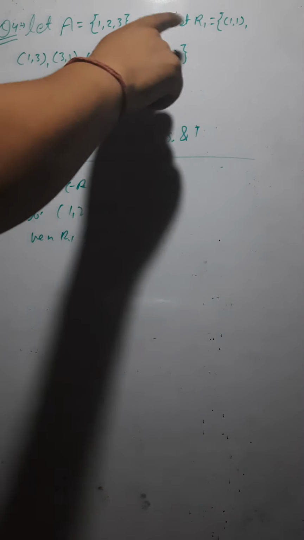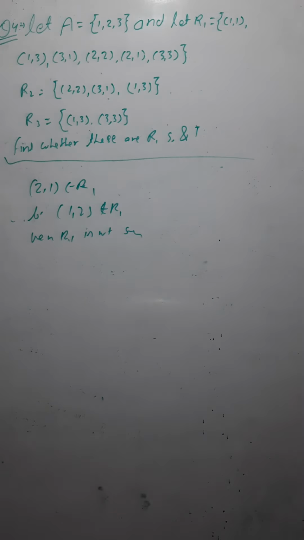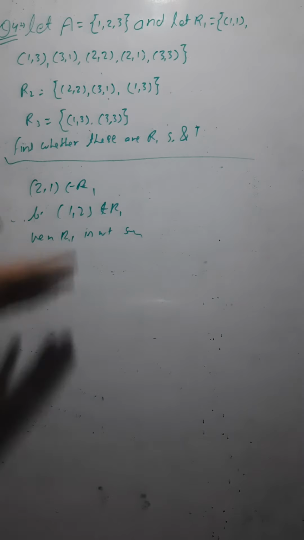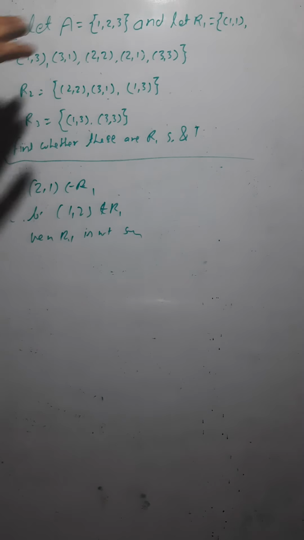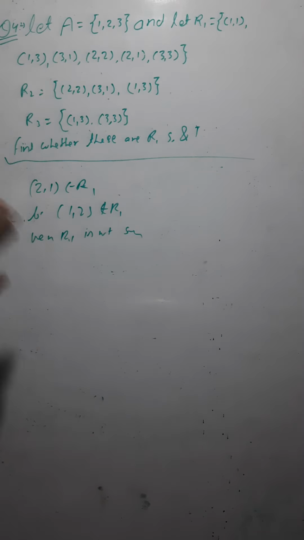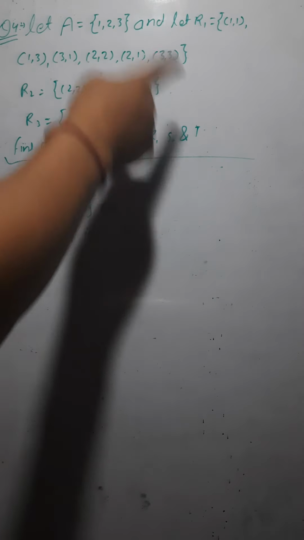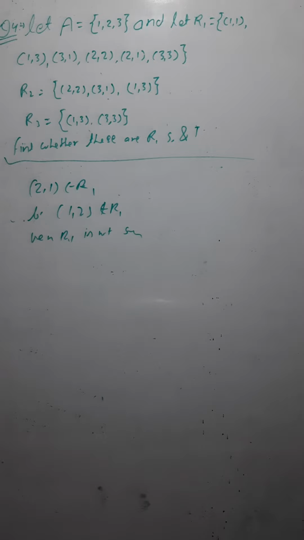The ordered pairs which the relation consists of, their reverse should be there in the relation. If it is there, then you would call it the symmetric one. But right now you can see 2 1 is there, but 1 2 is not there. So hence we would call the relation not symmetric, isn't it?